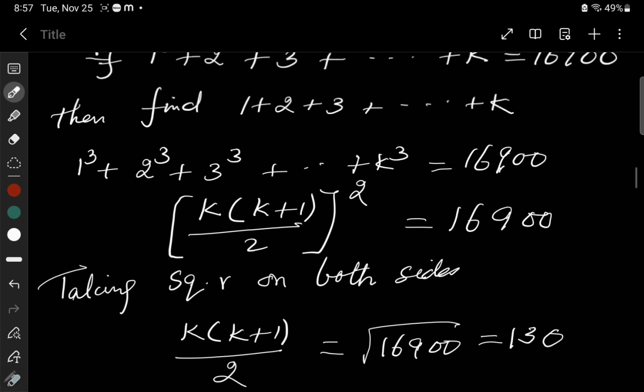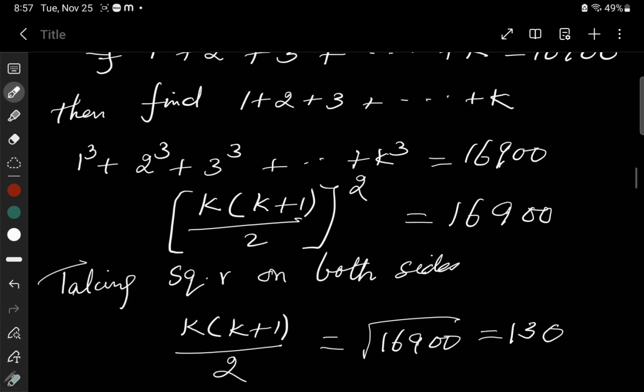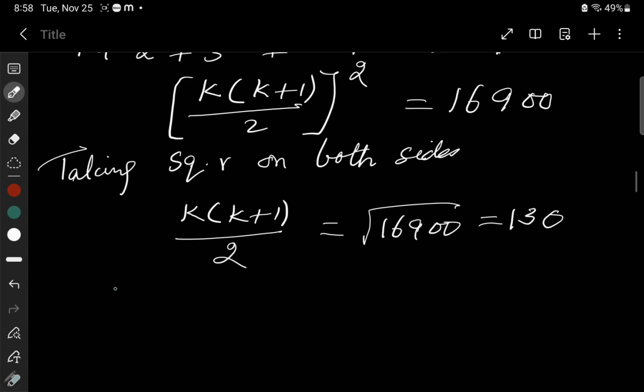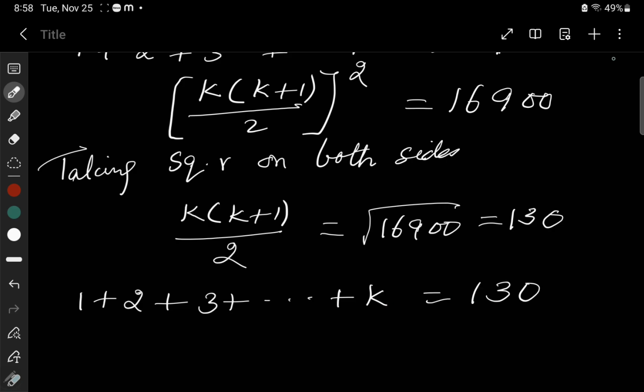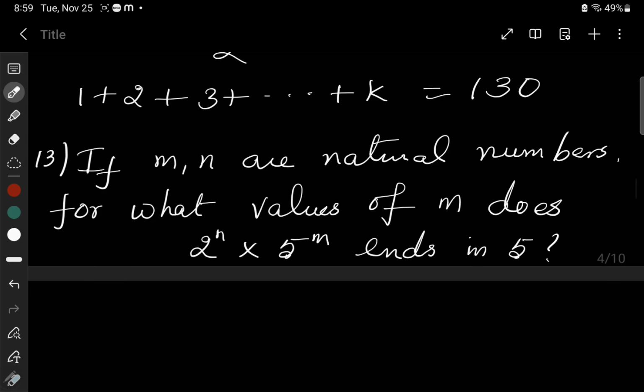See, they don't ask you the value of k, but just the sum. What does this formula hold for this? The sum is 1 plus 2 plus 3 plus dot dot dot plus k is equal to 130. This is the answer.